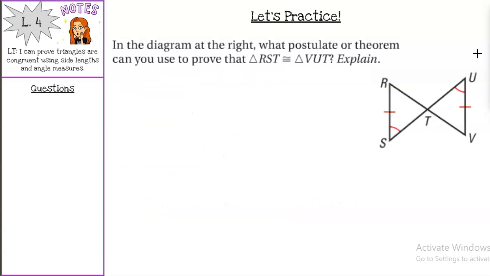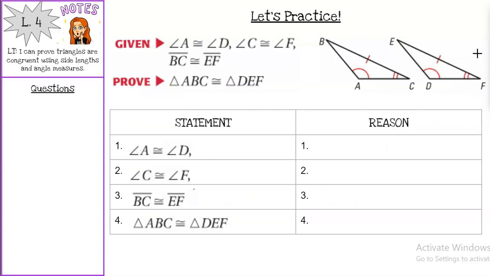And lastly, let's do a proof. Given: angle A is congruent to angle D, angle C is congruent to angle F, and BC is congruent to EF. Prove triangle ABC is congruent to triangle DEF. Well, this is a very, very cut and dry proof.